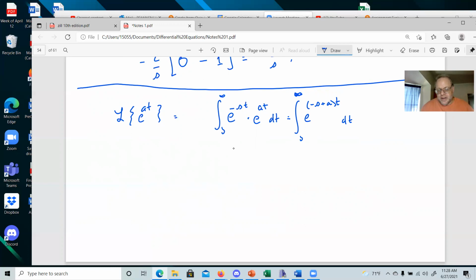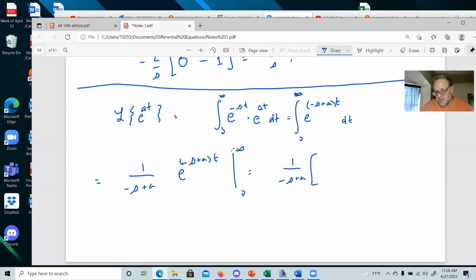So just go ahead and integrate this. That's going to be 1 over negative s plus a, and then we have e to the negative (s plus a)t. We have to evaluate from 0 to infinity, okay? So we're going to have 1 over negative s plus a.